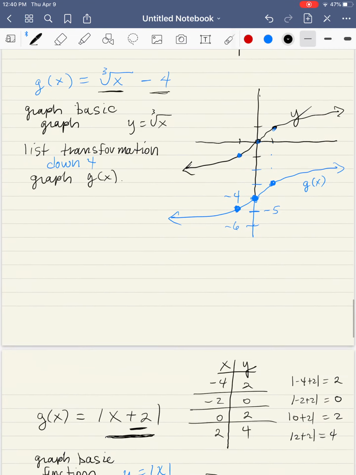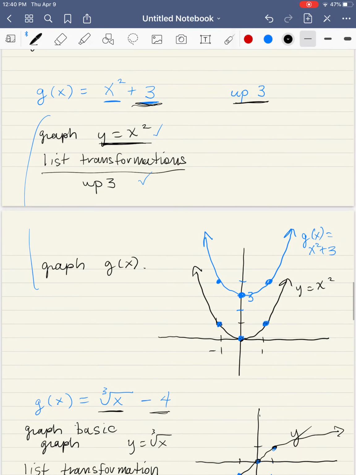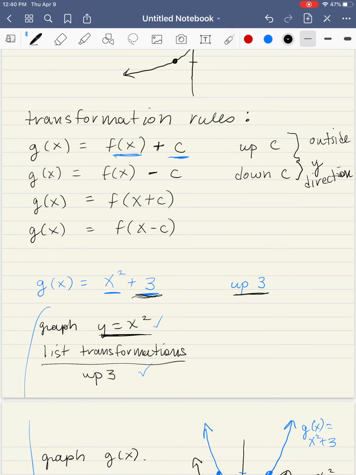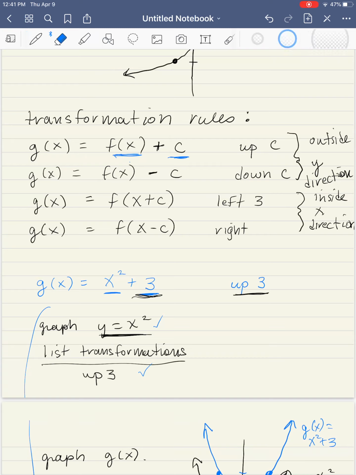Because the change is on the x, the graph moves the opposite direction of the sign. So when we are inside of the function, we are making a change in the x direction, and it is opposite the sign. So this one would be a shift left c units, and this would be a shift right c units.